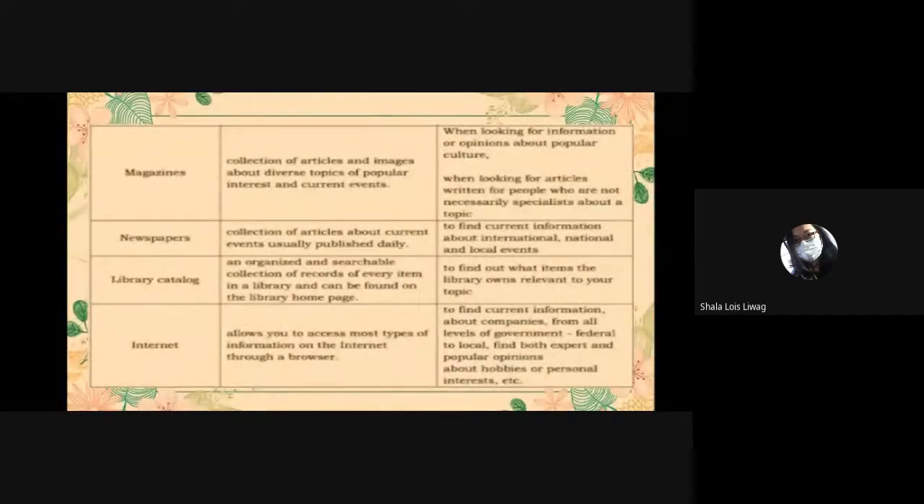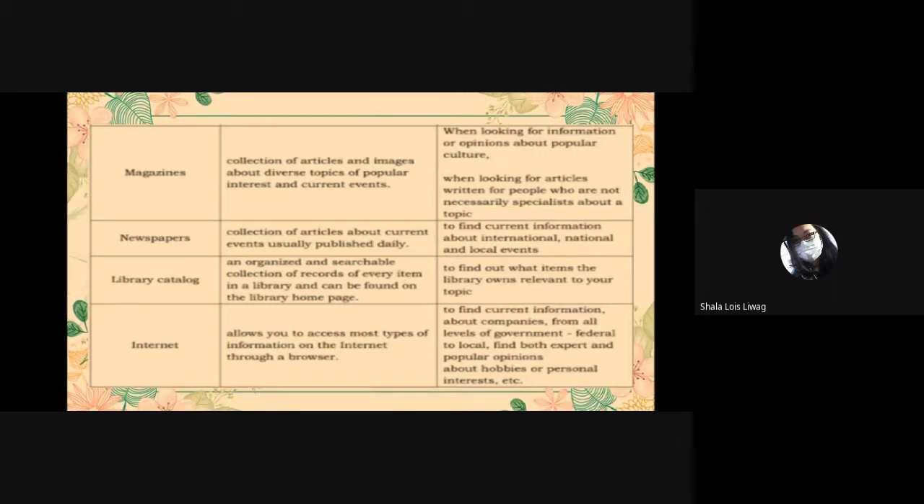So another one is magazine. Collection of articles and images about diverse topics of popular interest and current events. So this is very useful when looking for information or opinions about popular culture. Also, when looking for articles written for people who are not necessarily specialists about a topic. Next is newspaper. Collection of articles about current events usually published daily. It is useful to find current information about international, national, and local events.